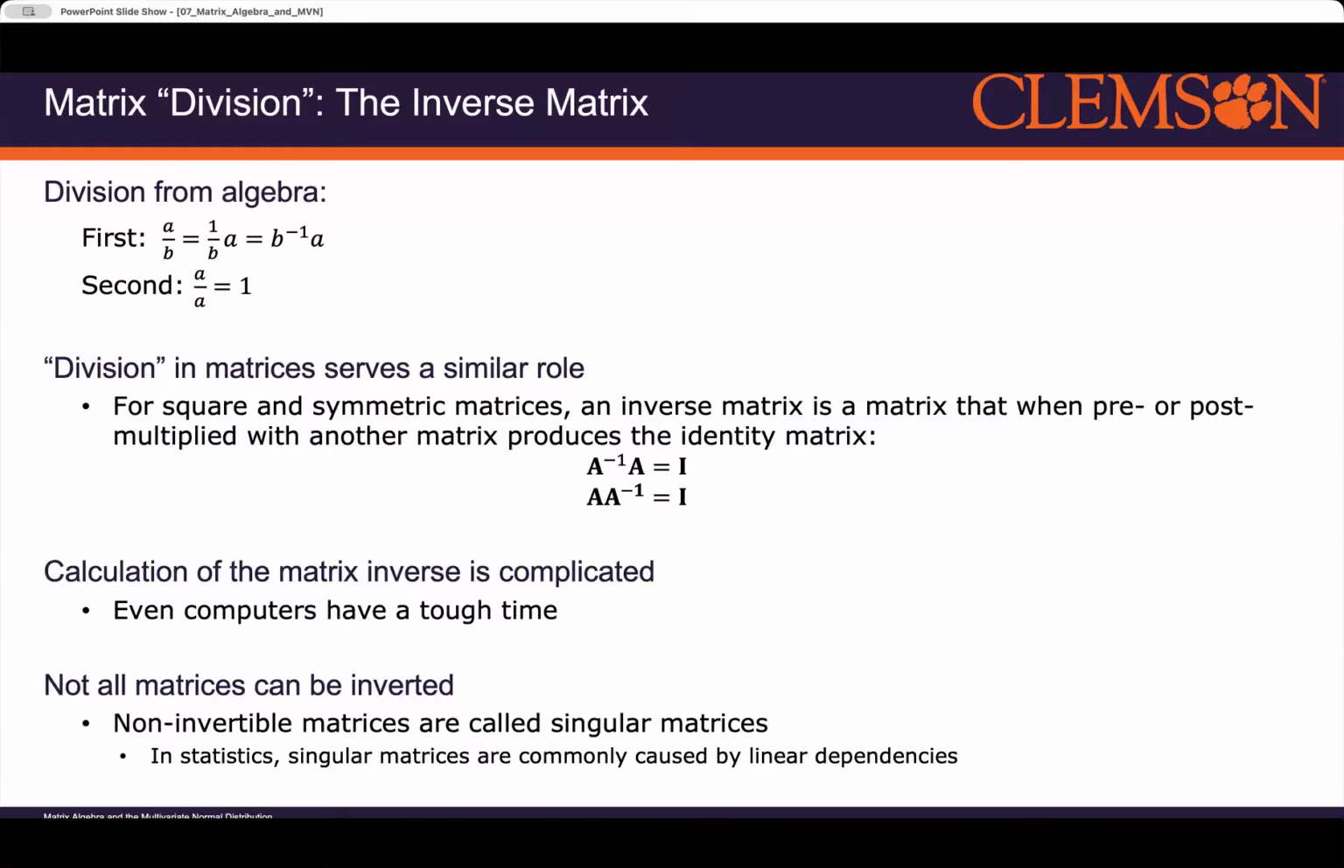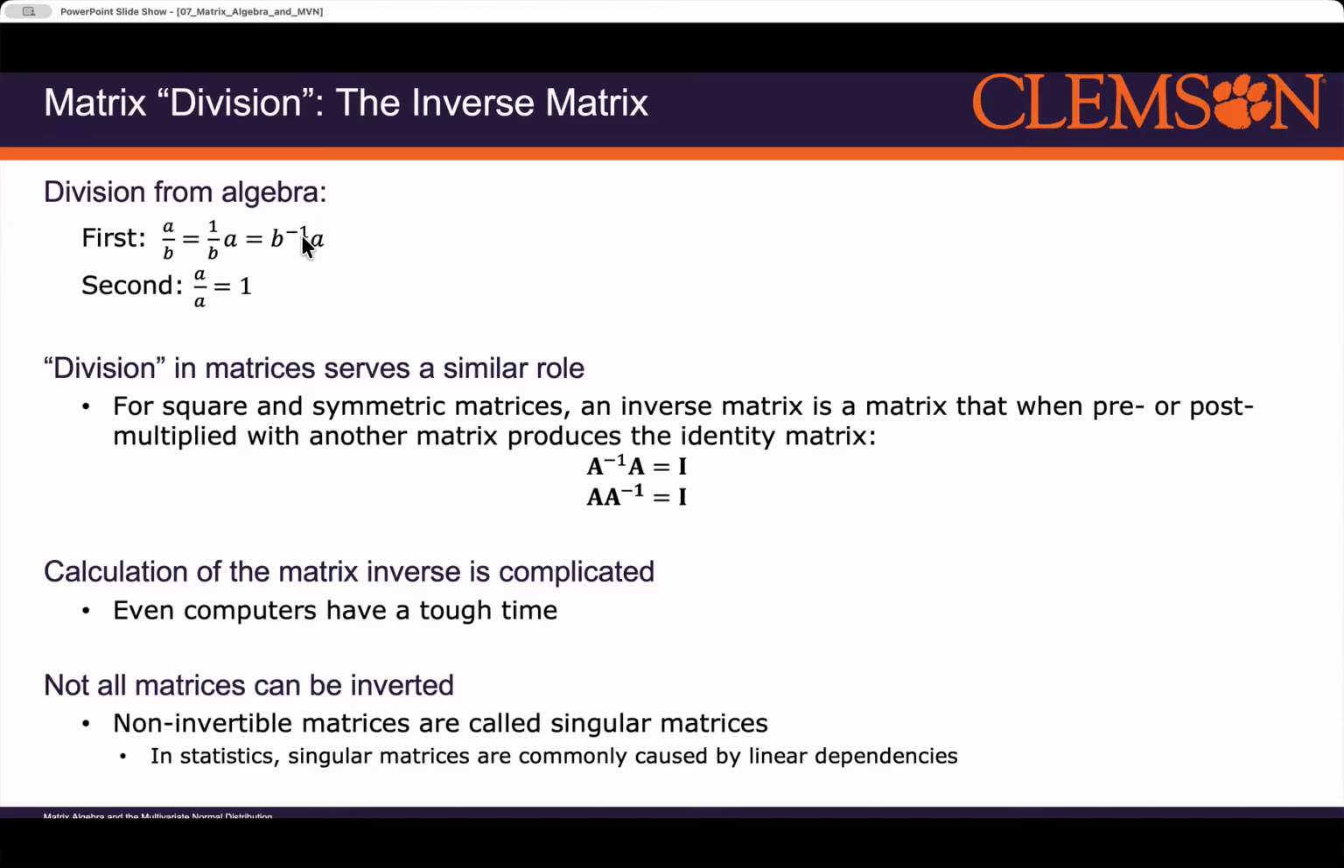Okay, so we've talked about all that. Now we're within quote-unquote division. But to really call this division, let's redefine what division is in algebra. In scalar algebra, a divided by b can be re-expressed as the quantity 1 over b times a. Sometimes we call 1 over b its inverse, so we write b to the negative 1 times a.